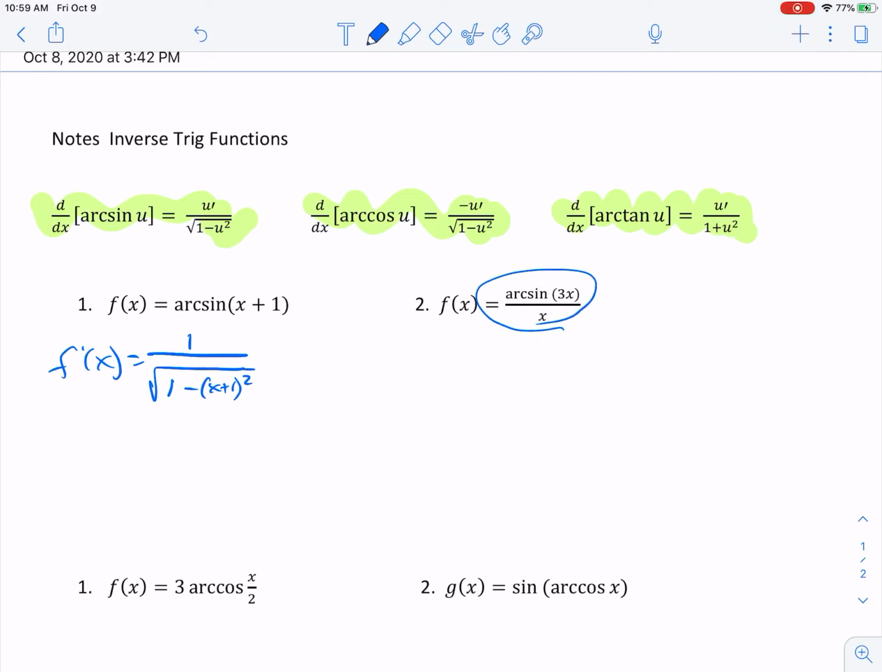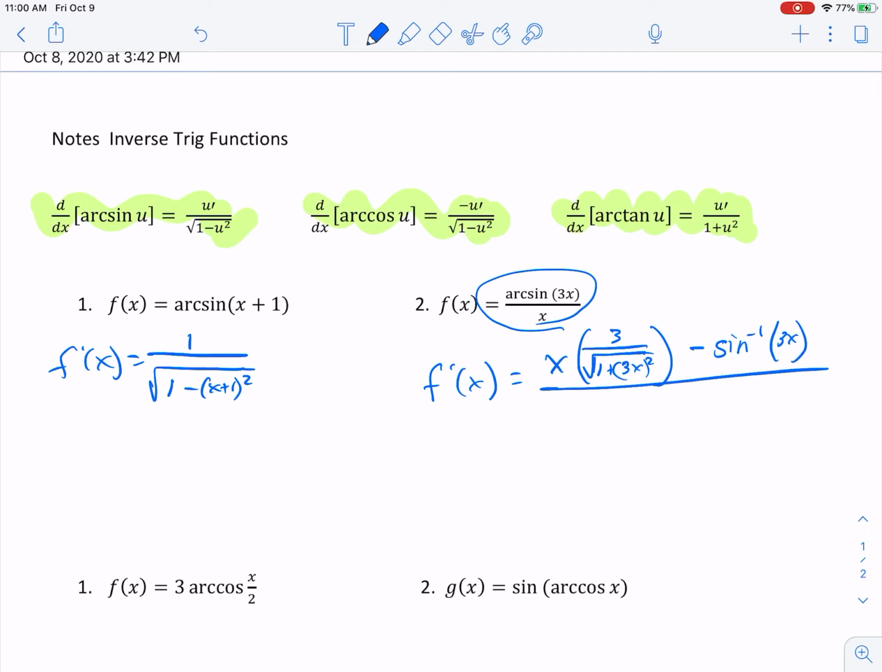You got to do the quotient rule. Low d high, so that's u prime over square root of 1 plus 3x squared. Put it in parentheses or make it 9x squared. All right. Low d high minus high times the derivative of the bottom, all over x squared. Remember, arc sine is the same as sine to the negative 1, and I don't care if you use this notation or say arc sine, same thing.